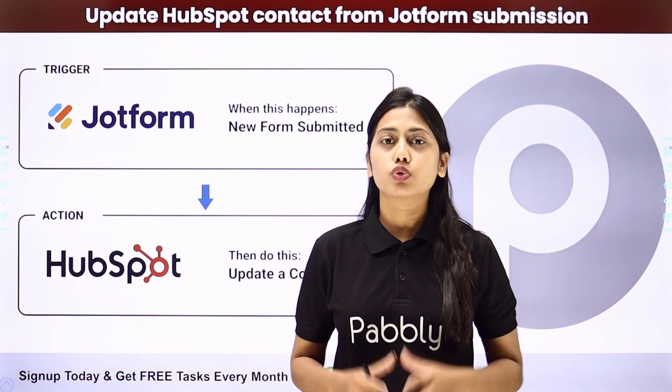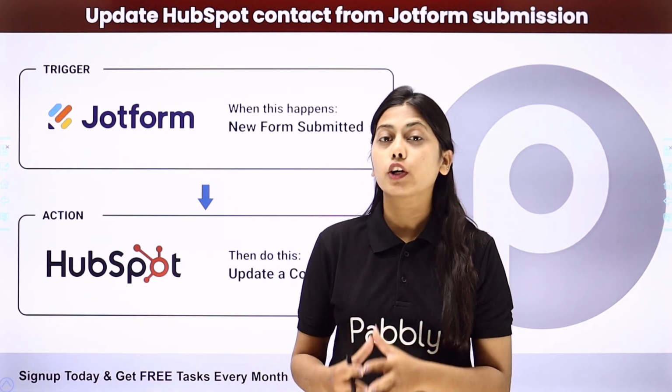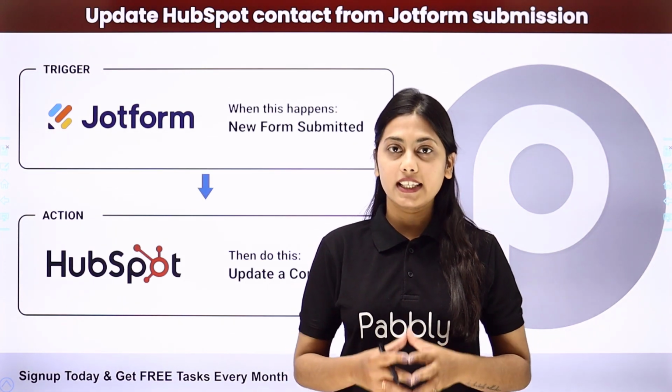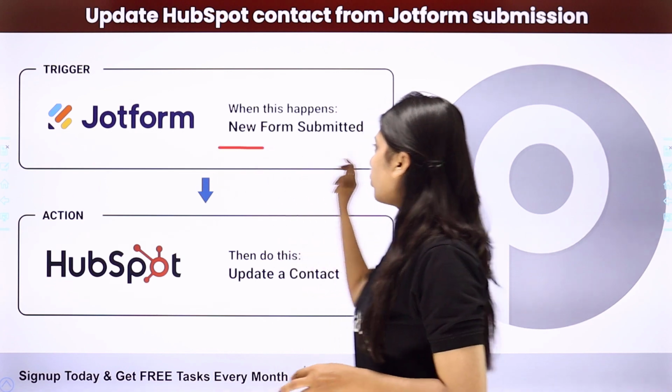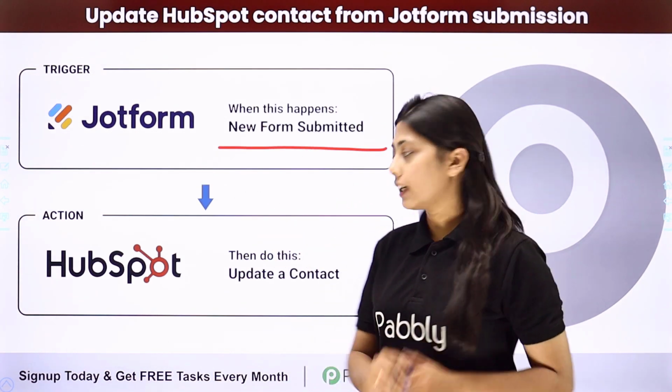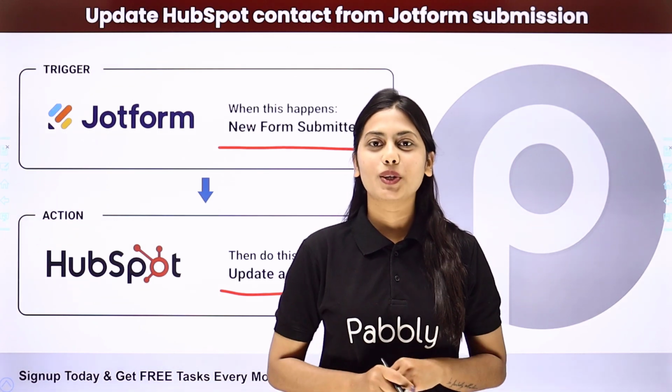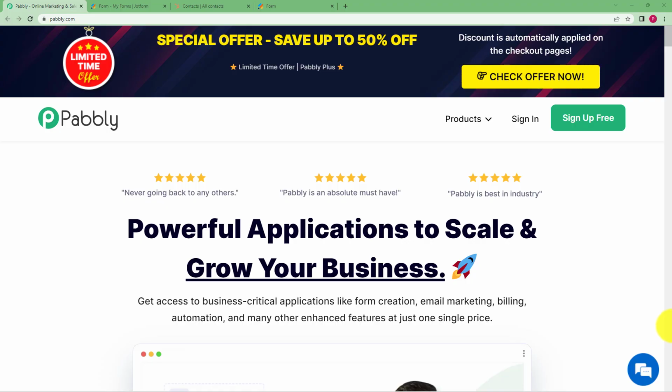But what if I tell you that, to ease your problem, we can automate this process with the help of Pabbly Connect? We will today create such an integration where our trigger will be a new form submitted in Jotform and our action will be to update a contact in your HubSpot. Let us learn how to do it. So in this video, I will teach you how you can update a HubSpot contact using any Jotform submission.